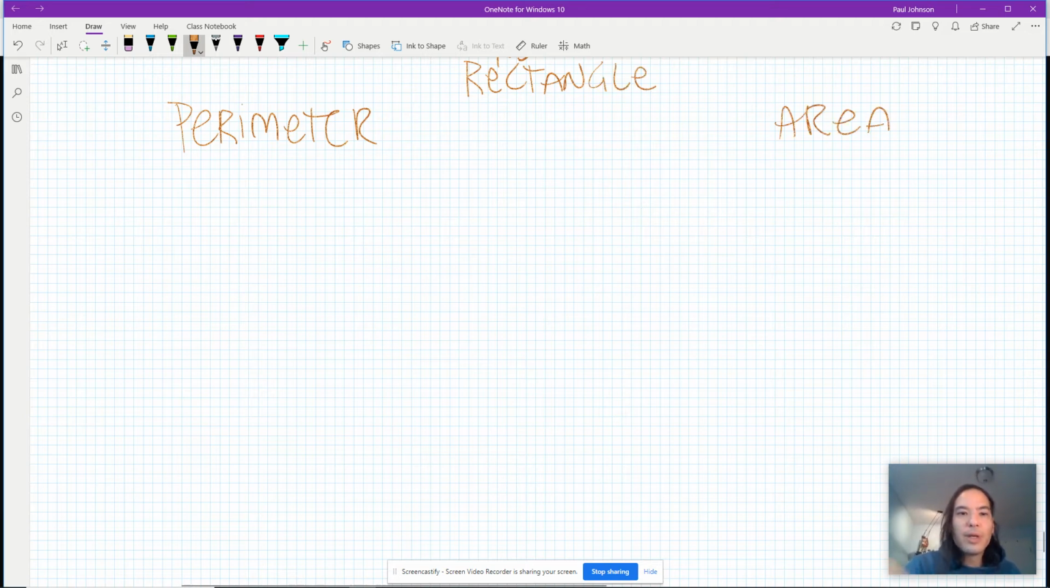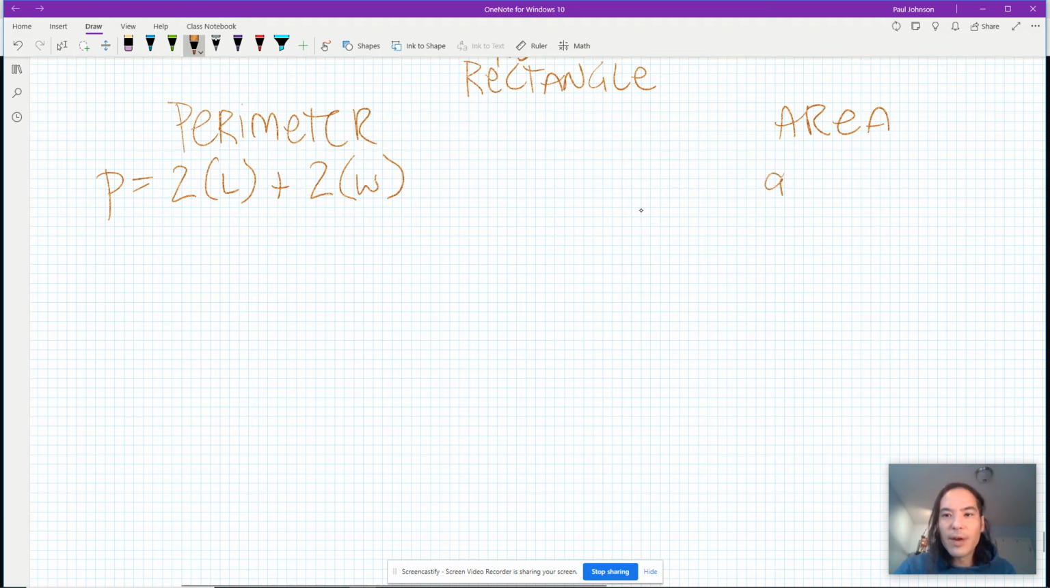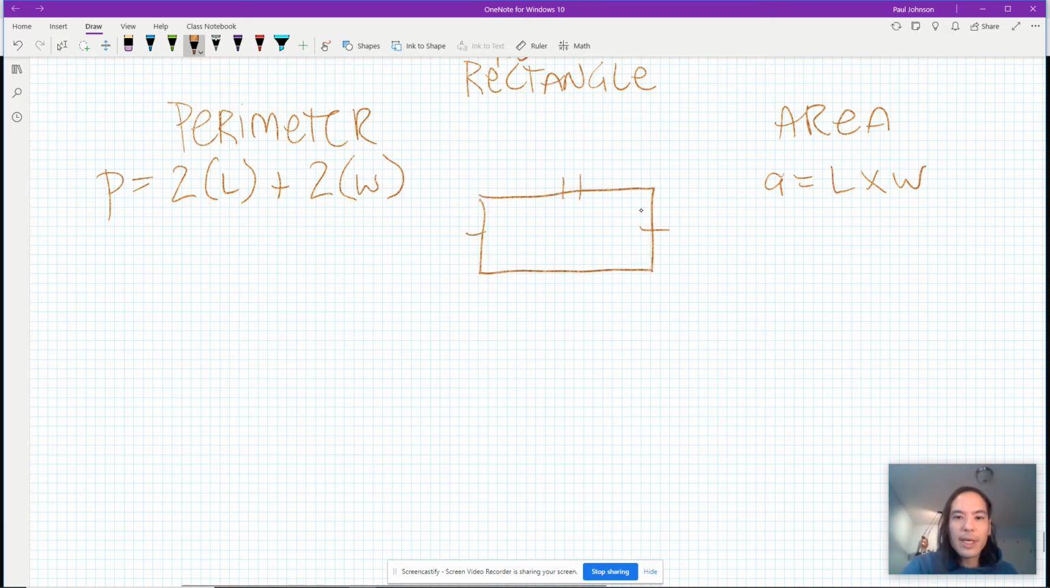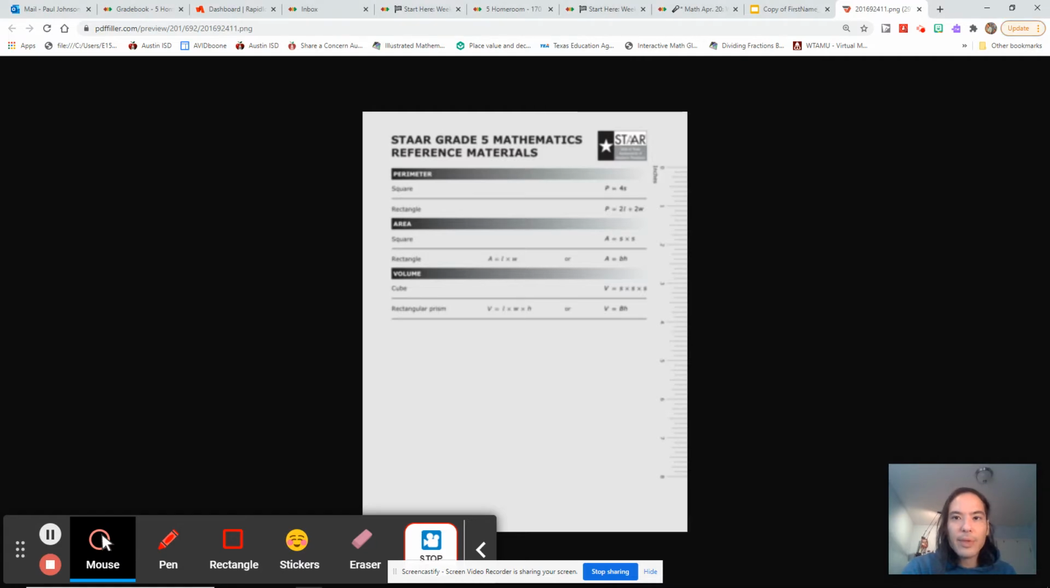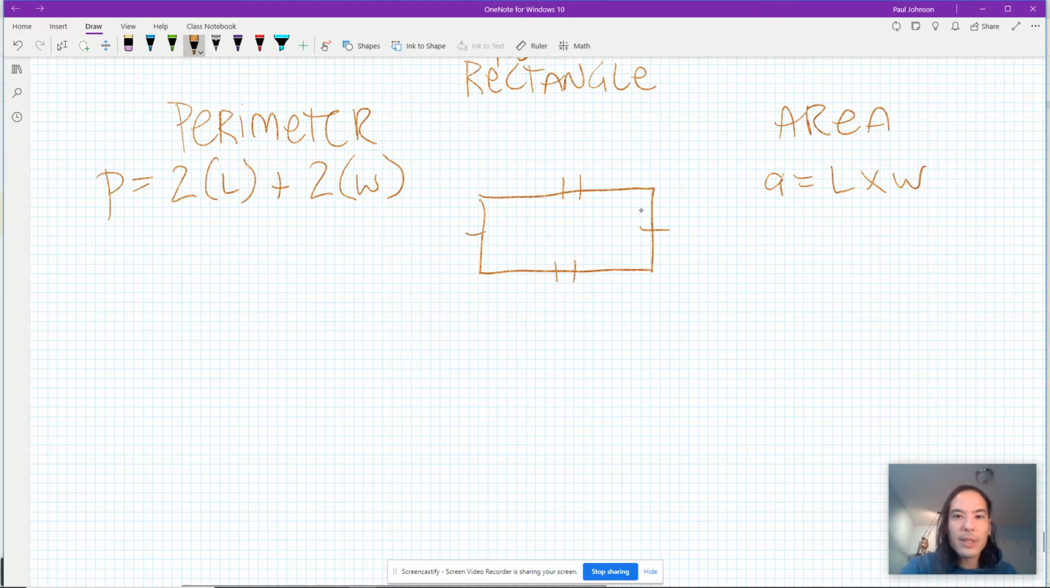So my formula for perimeter is 2 times the length plus 2 times the width. And my formula for area equals, once again, length times width. They gave us a rectangle to look at. They're saying that these sides are the same and these sides are the same. And then they're saying that this side is 8 and 27/100 inches, and that this side is 3 and 5/10 inches.